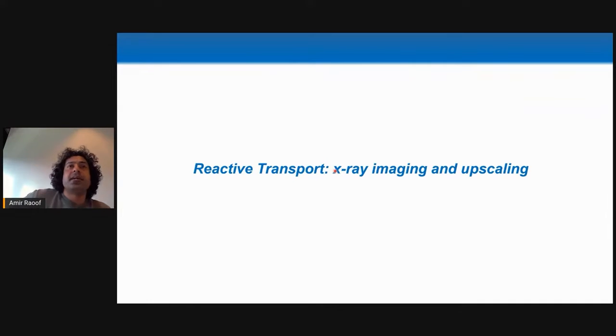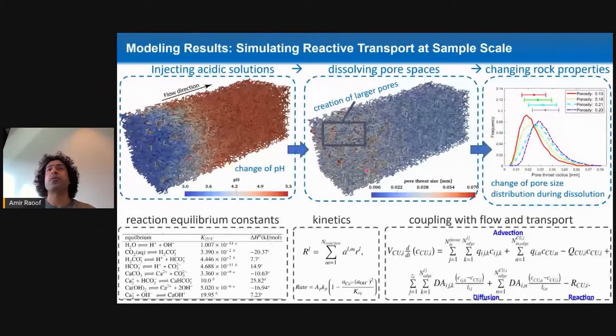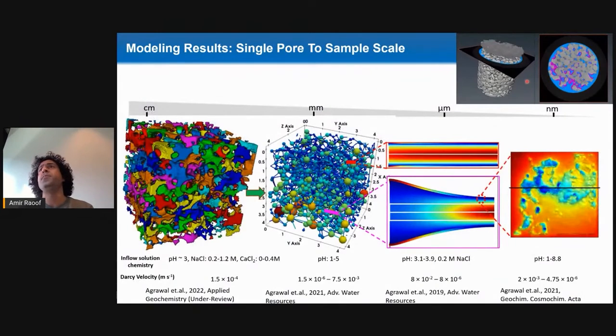I'm now approaching the end of the presentation. Another reactive transport example that I would like to show you is a rather recent work that we did in combination with X-ray tomography. We did X-ray imaging while dissolving a carbonate rock. So the process is this: you have a rock, you're injecting acidic solution, and as a result of the reaction the pH goes low, you get dissolution, and pores get larger. And as you can see here, this shows the rock, and this pink color shows the part that has been dissolved.